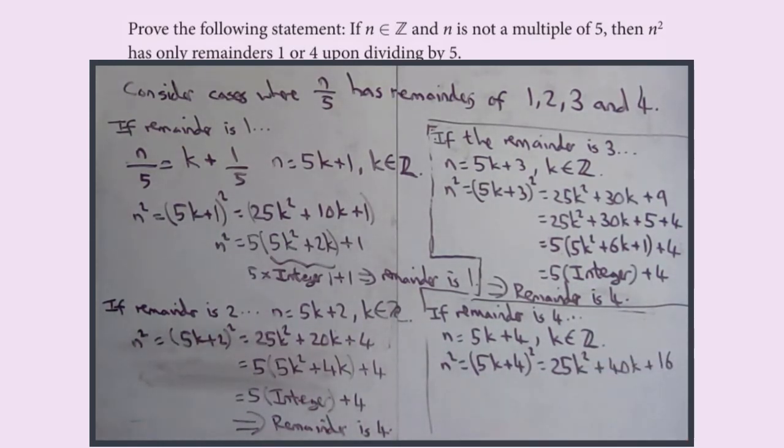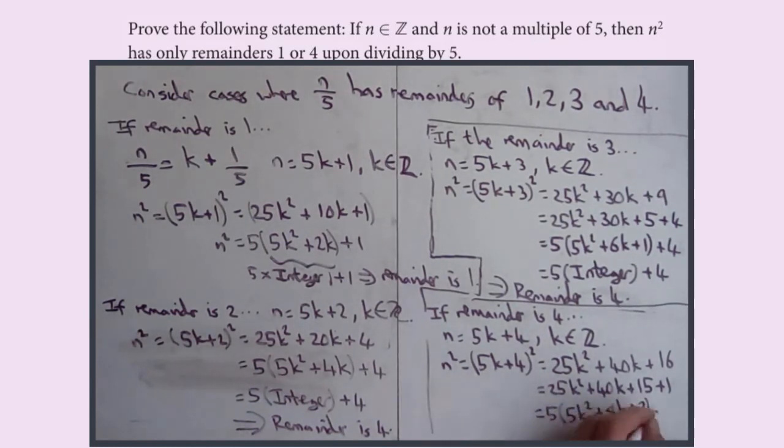Now, a remainder of 16, if you think about it, really means a remainder of 1, because in 16 you get 5 into it 3 times with a remainder of 1. So I'm going to write this as 25k squared plus 40k plus 15 plus 1, and now I can write that as 5 times (5k squared plus 8k plus 3) plus 1. So that means the remainder is 1.